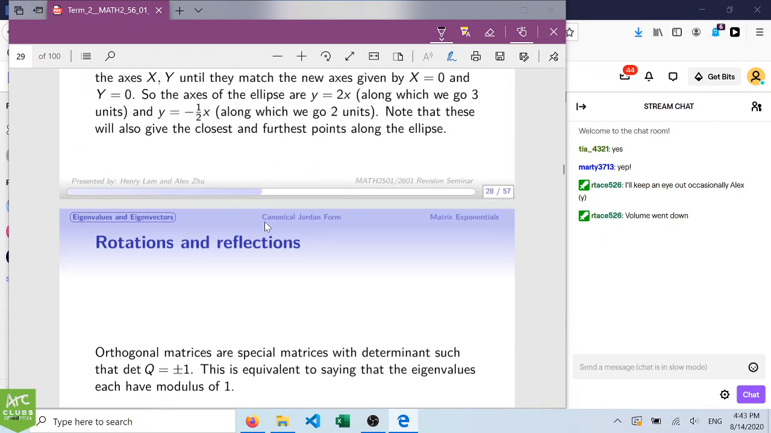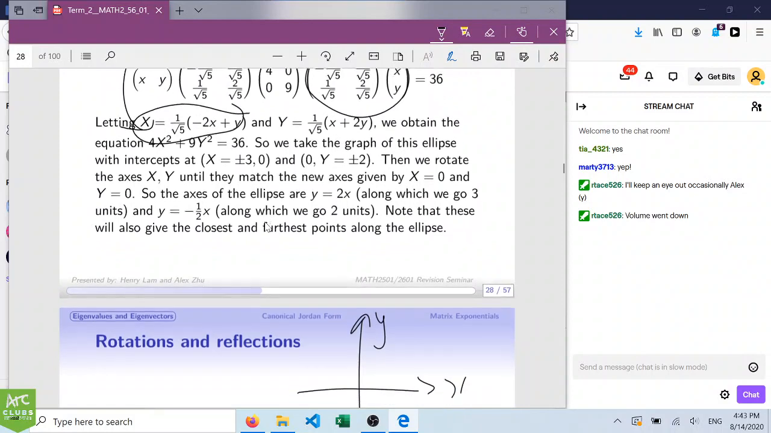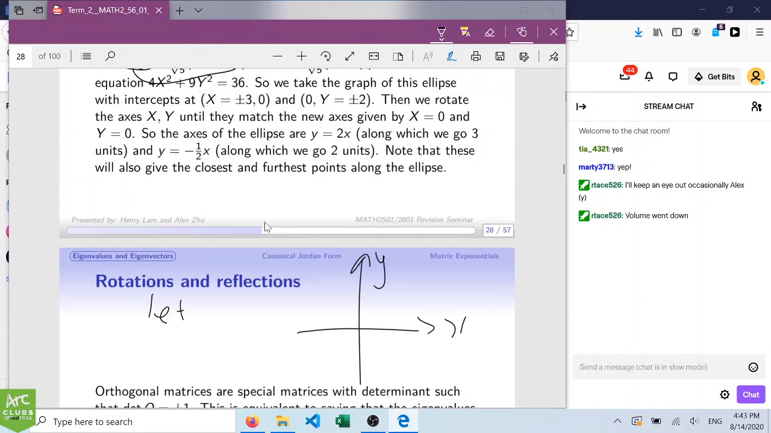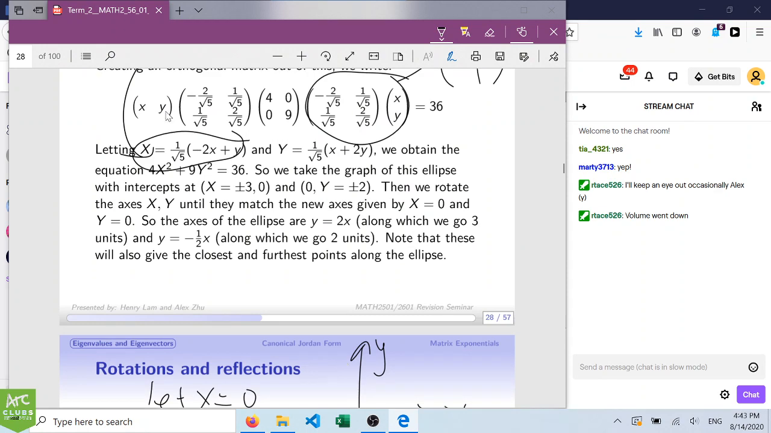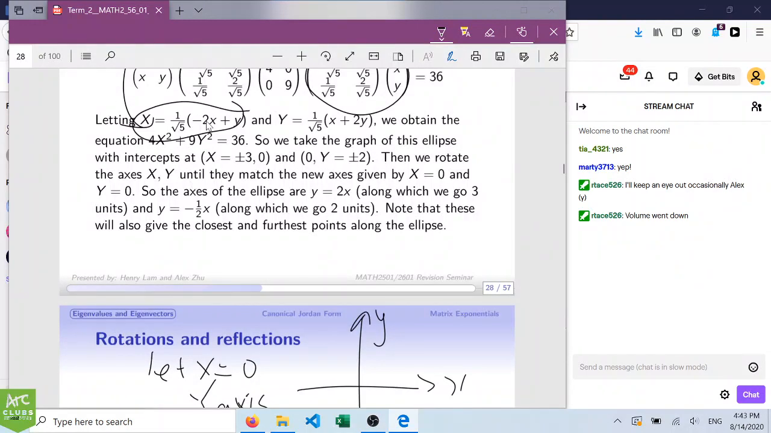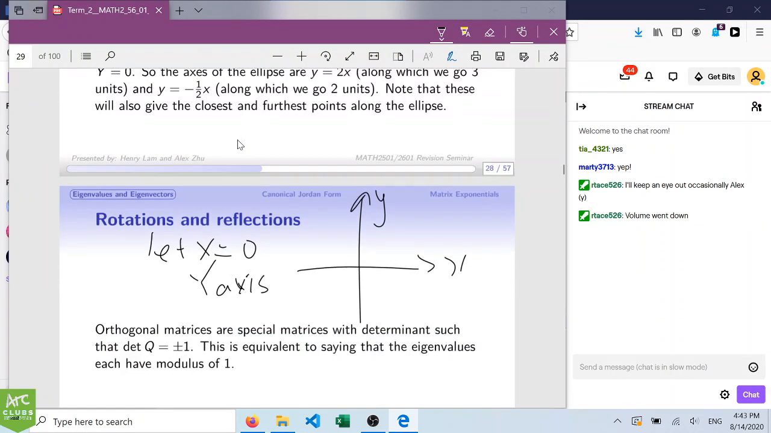So if I write over here, if this is little x, little y, what we can say is that letting capital X equal 0 will give you the y-axis. That's how we normally find the y-axis anyway. And that equation is 2x equals y, right? So this ends up with minus 2x plus y equals 0, which is just this line. So this line in fact is the y-axis.